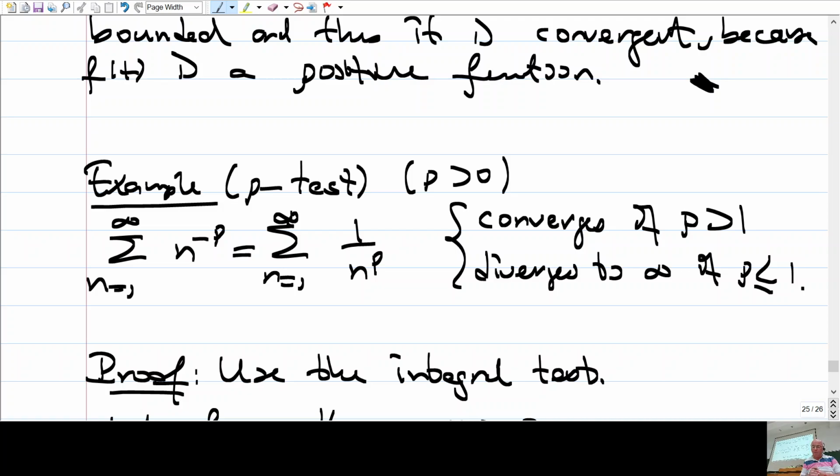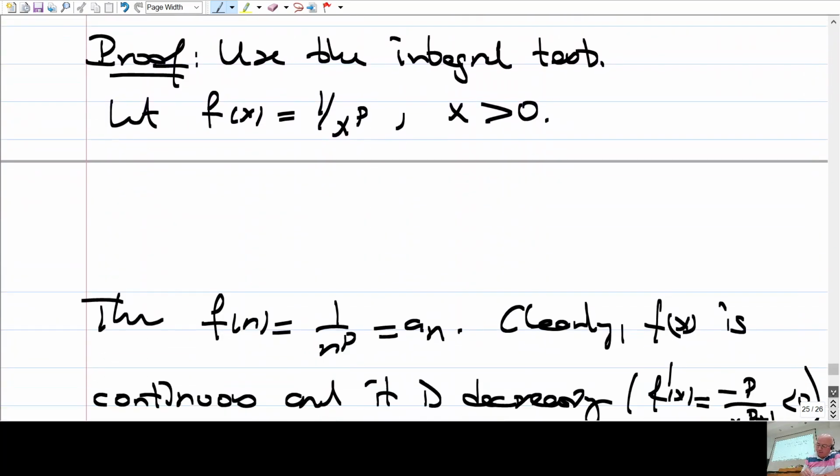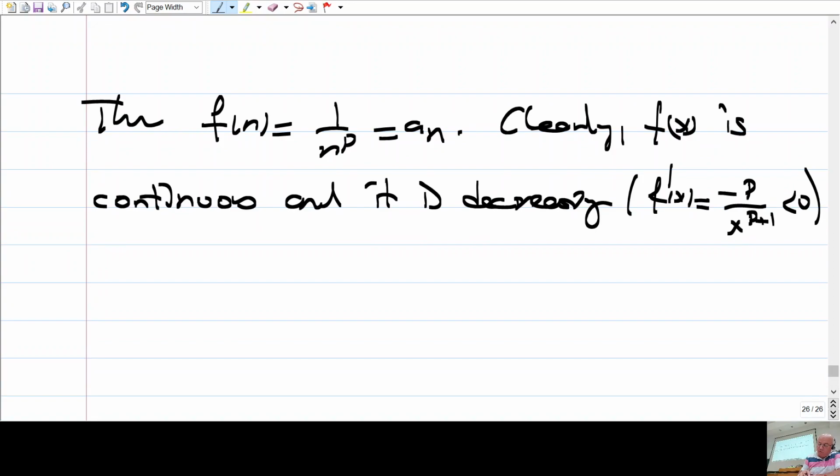But we wonder whether this is convergent or not, and it depends whether this positive number is greater than 1 or less than 1. We don't take negative powers. If you have negative powers, then it will be divergent right away. Maybe we can discuss that part later. But right now, let's assume that p is a positive number. Therefore, the derivative of f is negative. Therefore, it is decreasing.